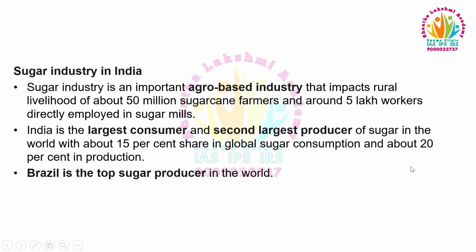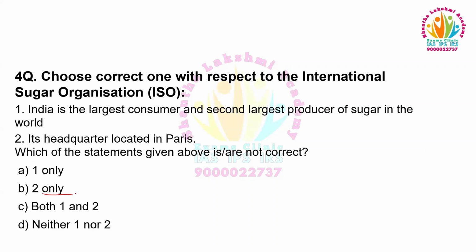Sugar industry in India. Sugar is an important agro-based industry that impacts the rural livelihood of about 50 million sugarcane farmers and around 5 lakh workers directly employed in sugar mills. India is the largest consumer and second largest producer of sugar in the world, with about 15% share in global sugar consumption and about 20% in production. Brazil is the top sugar producer in the world. So the answer is 2 only, because its headquarters is located in London, not Paris. Moving to the next question.